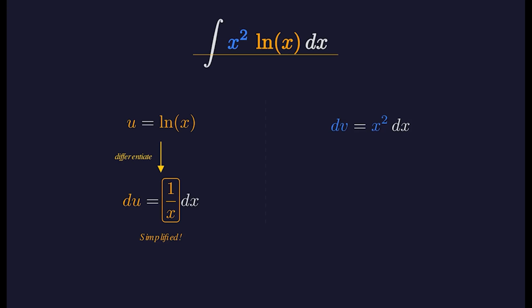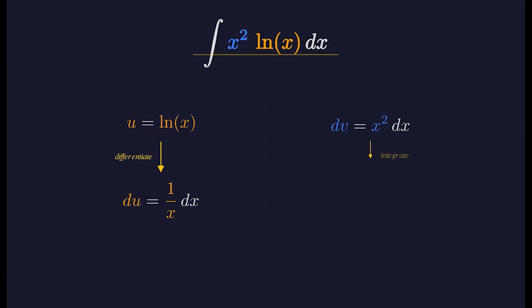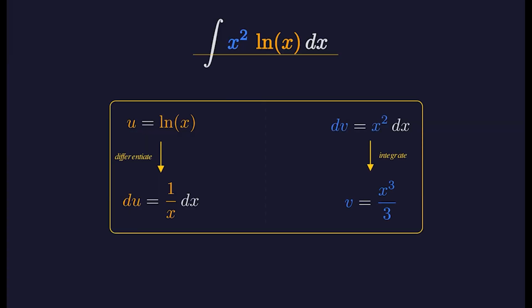Meanwhile, the algebraic function x squared sits in the mid section of our hierarchy. So as a result, dv over dx is going to equal x squared, which means that v is going to equal x cubed over 3. Okay, so it's easy for me to say LIATE works, so just do it. But then we wouldn't really get the full intuition behind it. So let's take a look at that by applying the formula itself.